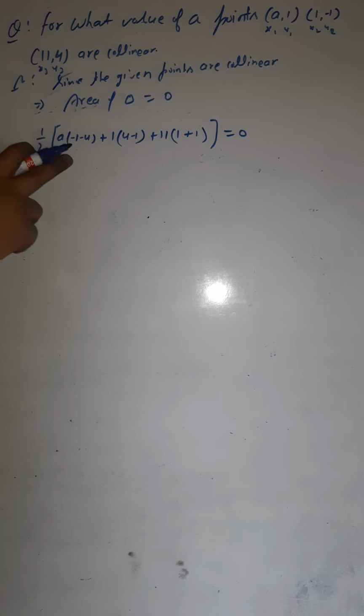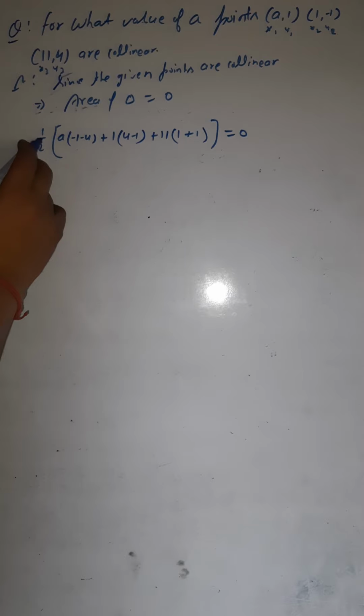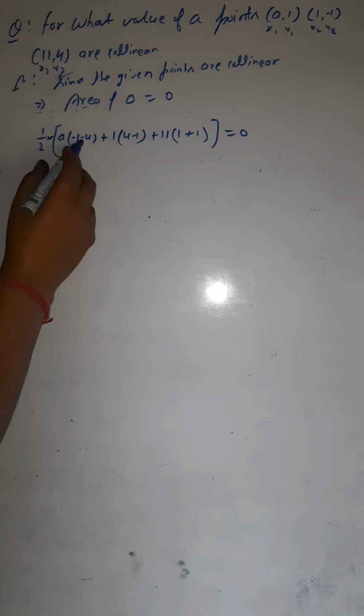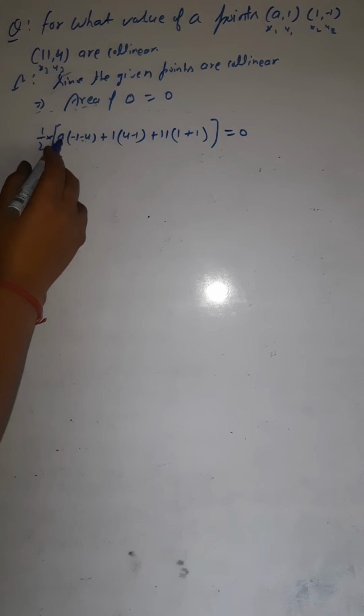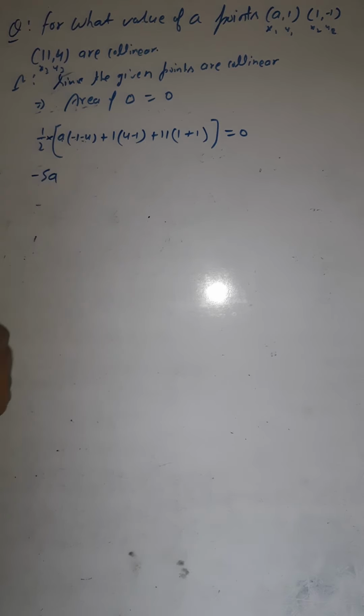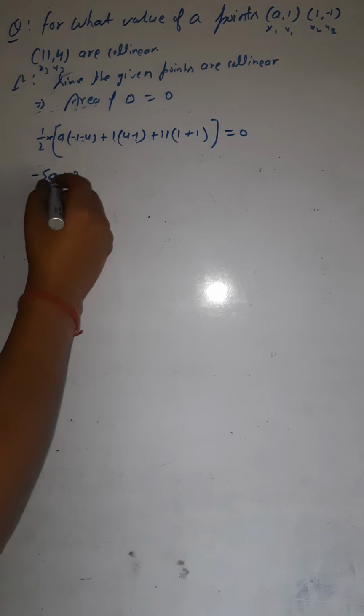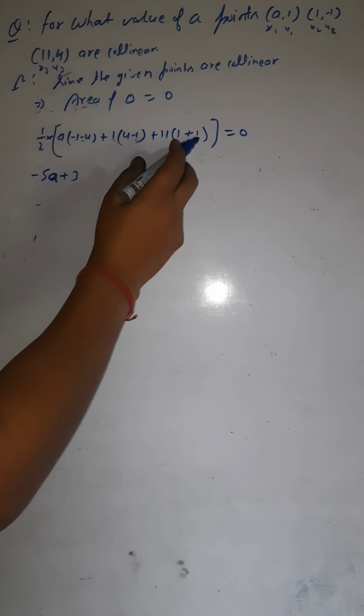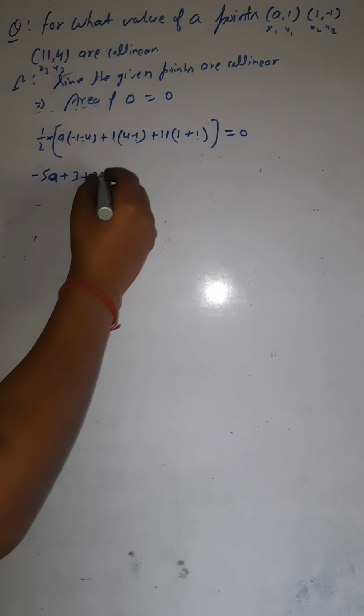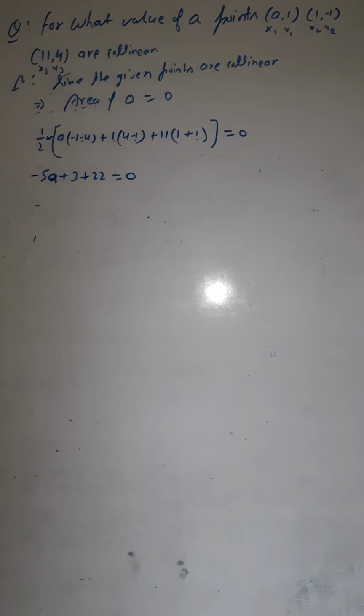Are you getting this? You have to learn this formula for finding the area of the triangle. This 1 by 2 is multiplying here, so it would go there and become 0. So no need to write 1 by 2 here. Now, minus 1 minus 4 is minus 5, and minus 5 into a is minus 5a. Similarly 4 minus 1 is 3, and 3 times 1 would be plus 3. Similarly 1 plus 1 is 2, and 2 times 11 is 22, plus 22, equal to 0.